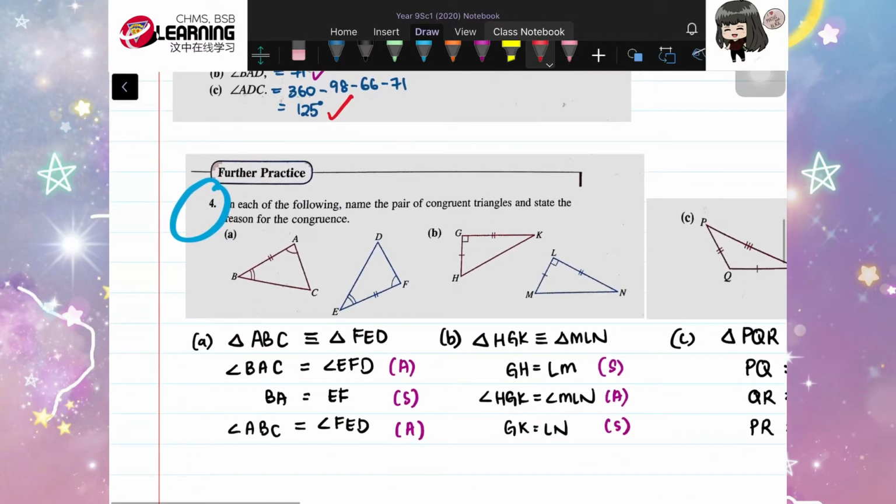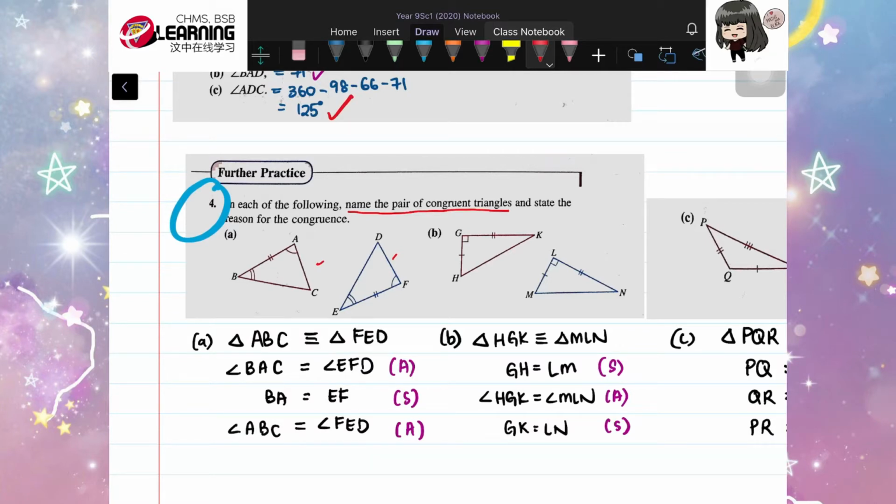Question number 4. In each of the following, name the pair of congruent triangles. You need to name the pair of the congruent triangles. There's already one pair here, so obviously both of these triangles are congruent. It's just that they are asking you to name it in the same order.